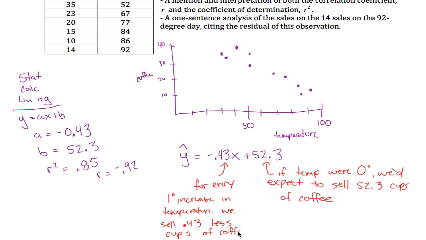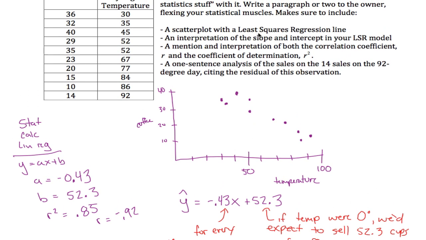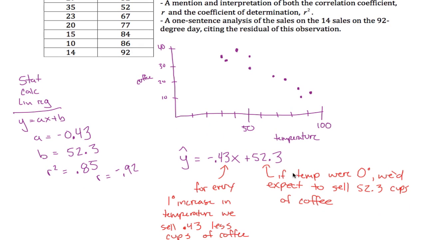Which kind of matches our intuition here. It looks like it's going down as temperature goes up. This tells you exactly how much it goes down. So let's see, what have I done so far? Scatter plot I have. Least squared regression line. I haven't graphed that yet, but I can do that.